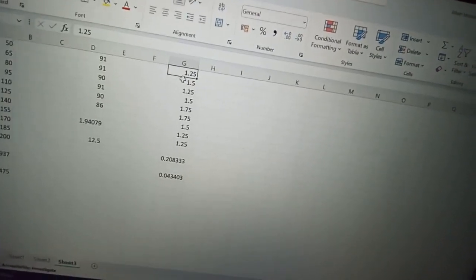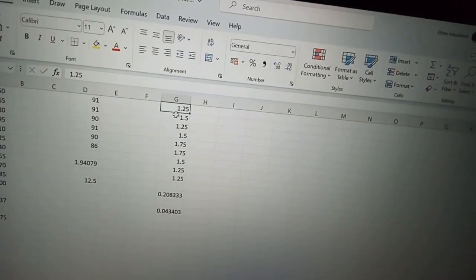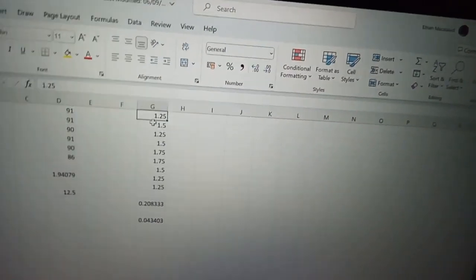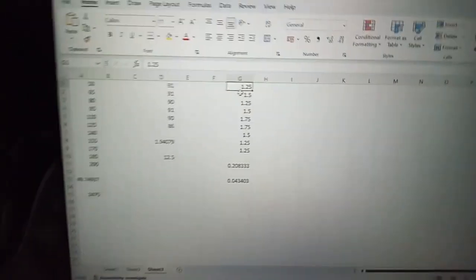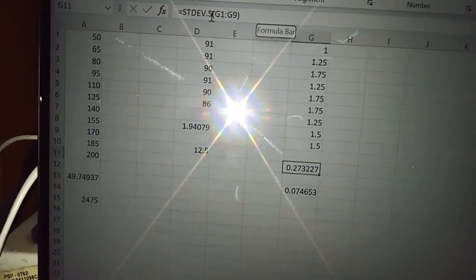Suppose this is using sample. There are two ways to compute standard deviation in Excel. STDEV-S, meaning sample, and STDEV-P for population. As for variance, same thing. So here now is a sample of computing for standard deviation. If your STDEV-S, STDEV-P.